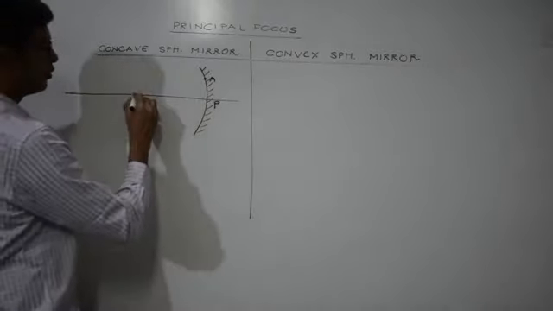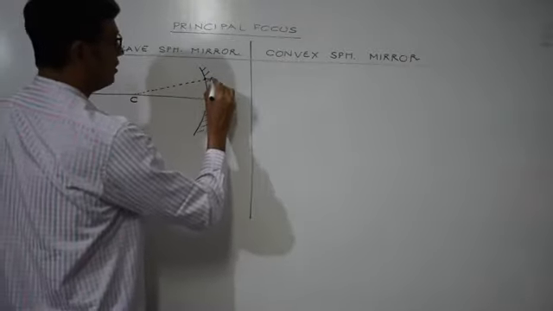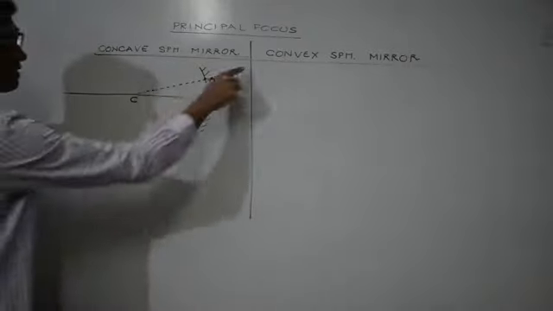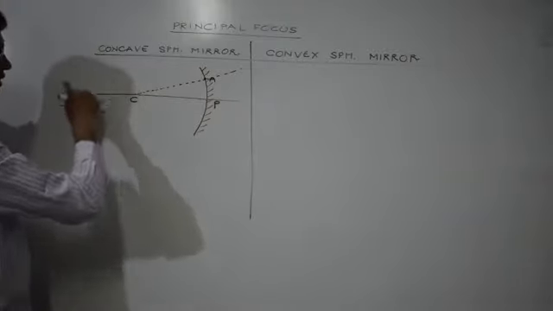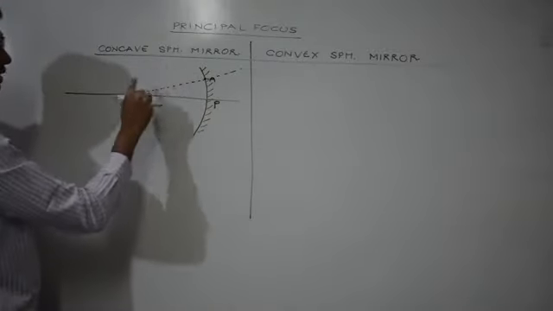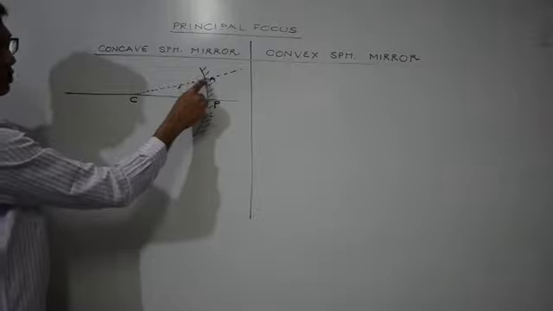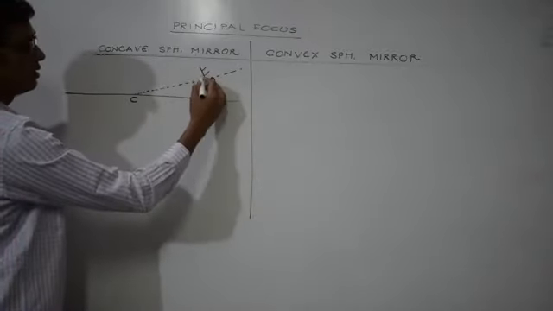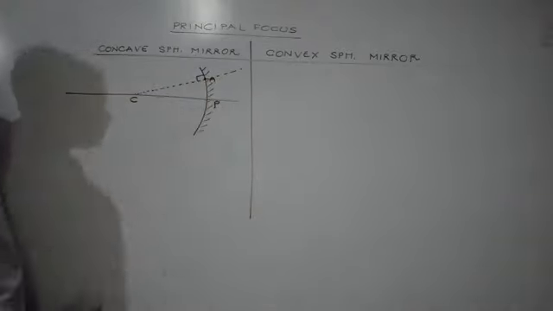So first and foremost, we will draw a normal over here. Now, this will act as a normal. Why? Because in a sphere, the line joining the center of the sphere to any point on its surface will act as the normal. This is 90 degrees. This will act as the normal.